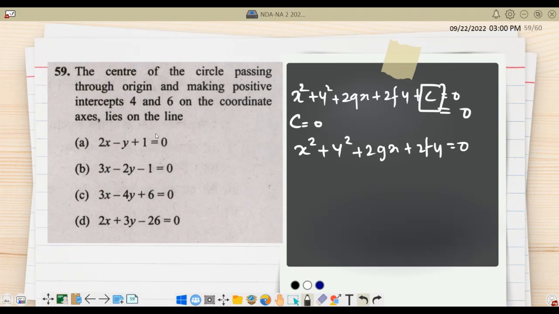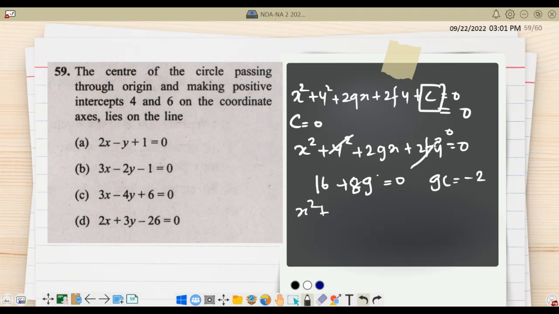This is also going through (4, 0). So if it's going through (4, 0), x square will become 16, and the y terms are going to be 0. This is going to be 0 plus 2g times 4, that is 8g, equal to 0. So obviously the value of g is minus 2, right?